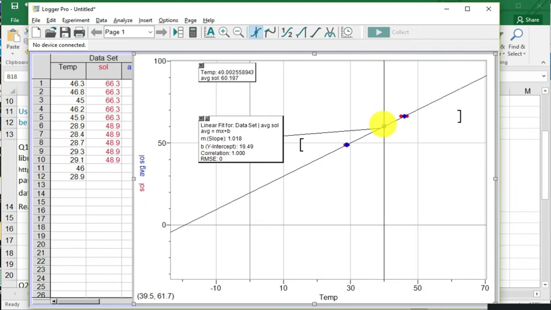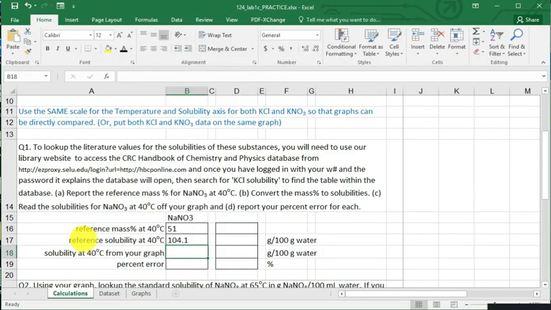All right, come on. 40. So 60.2. Yeah, we're way off. That's what happens. 60.2. Okay, so I want to get a percent error.